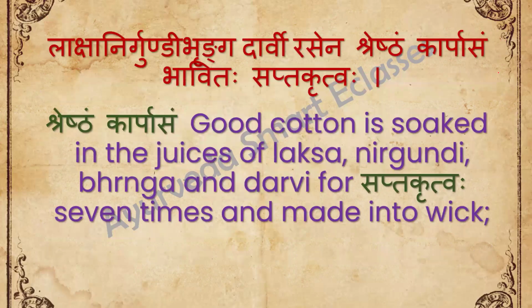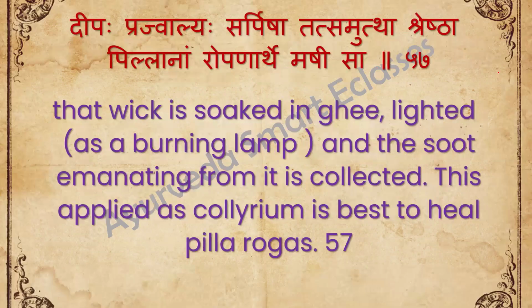Lakshadi Varti. Laksha Nirgundi Branga, Darvi Rasena Sreshtam, Karpasam Bhavitaha Sapta Kridavaha. Good cotton is soaked in juice of Laksha, Nirgundi, Branga, and Darvi. For how many times? 7 times. Sapta Kridavaha. This is made into a wick or Varti.